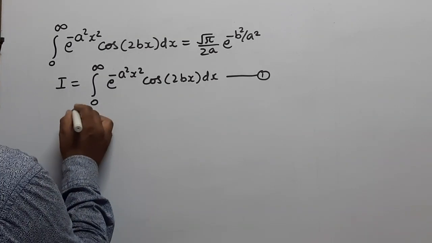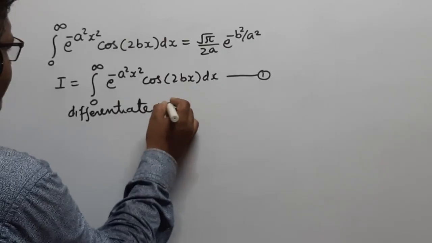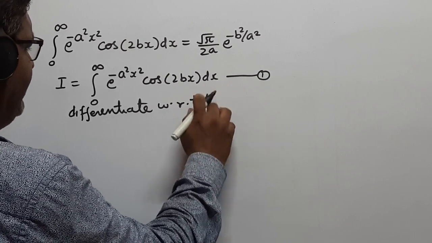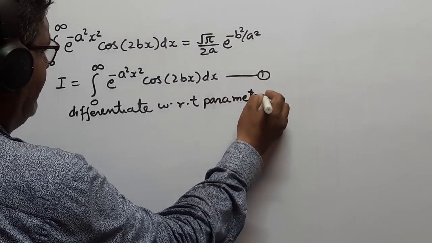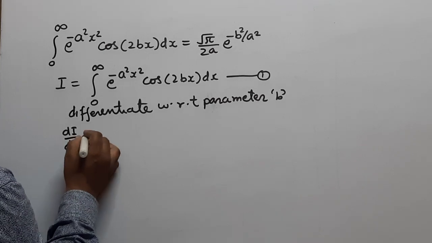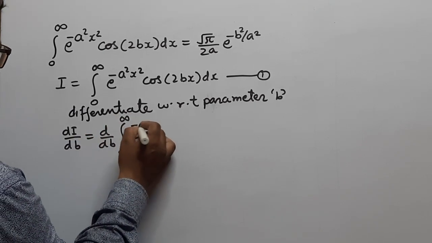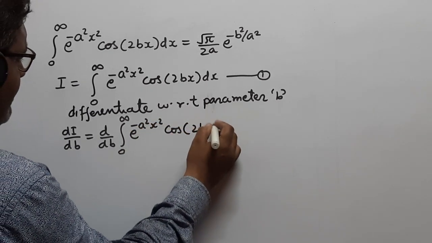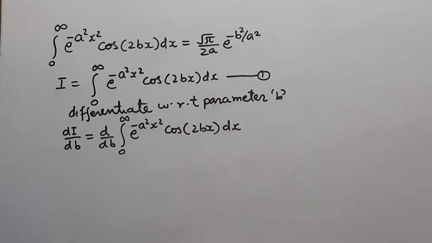So first we differentiate with respect to b. b is the parameter here. So first we differentiate this with respect to the parameter b. So this can be written as dI upon db is equal to d by db of the integration of e to the power minus a square x square multiplied by cos 2bx with respect to b.